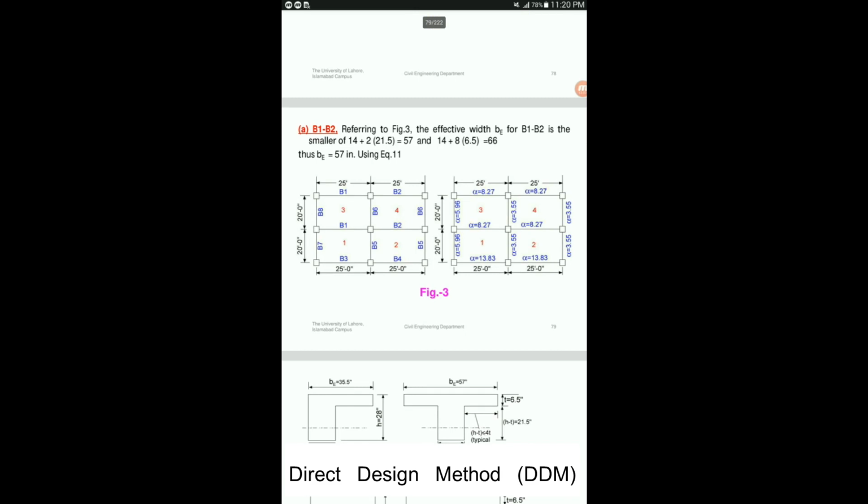So referring to this figure, first we will do the calculation for B1 and B2. We have just nominated these beams as B1, B2. As you can see, these are the interior beams, B1 and B2. Similarly, if you look at B3 and B4, these are the exterior beams.